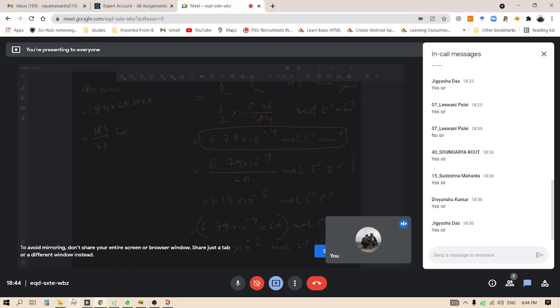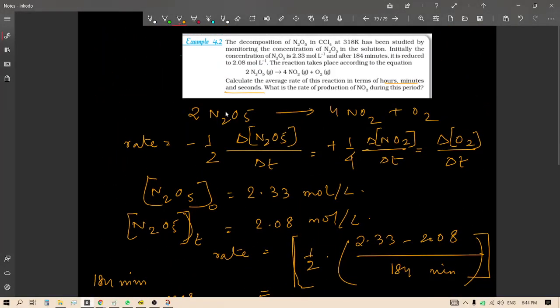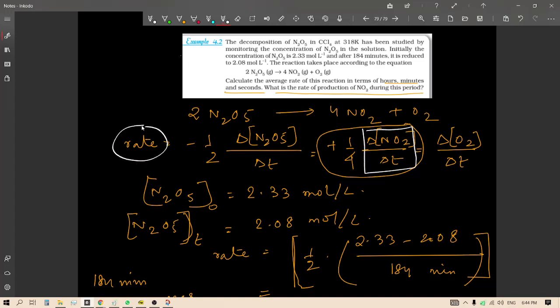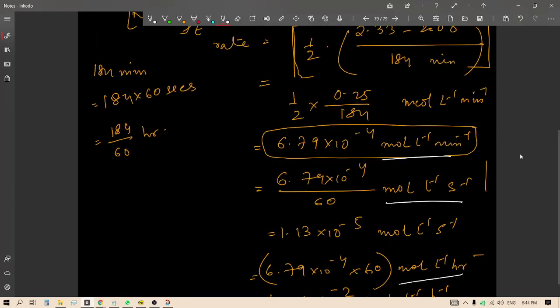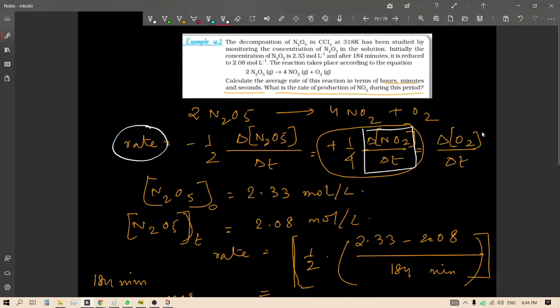Now this has a second part. What is the second part? The second part is, what is the rate of production of NO2 during this period? So this is the rate of the reaction, right? So this portion is the rate of production of NO2. You have got the rate multiplied by 4. Whatever unit you may take, you can take per second, per hour, per minute, whatever you can. You have got the rate, right? Multiplied by 4. You will get the answer. Clear?